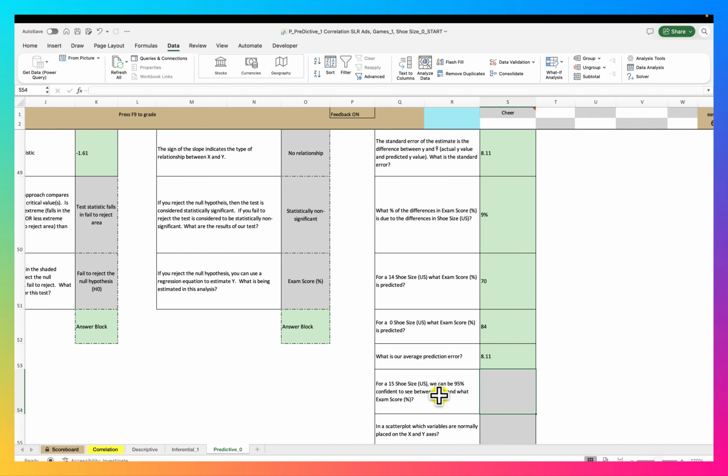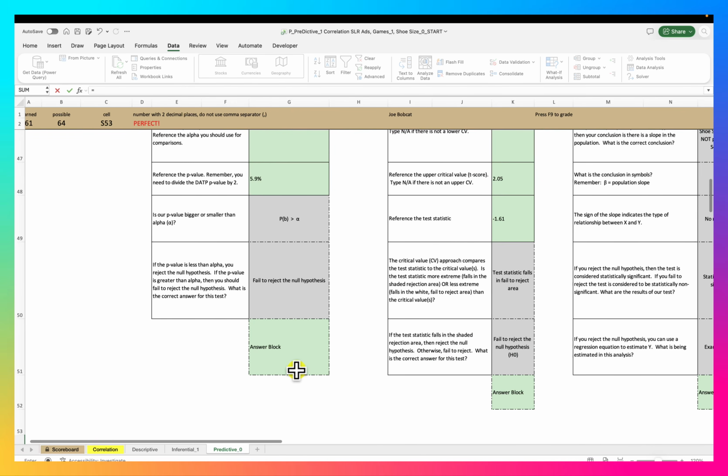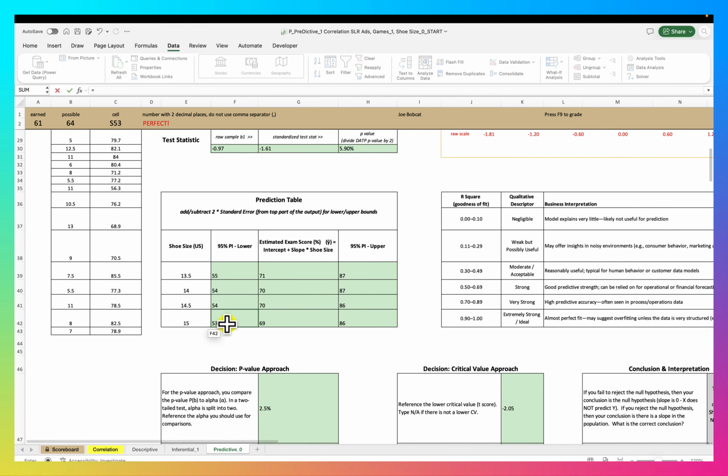And for a shoe size of 15, we can be 95% confident to see between 53.2 and what exam score. So we find 15, there's the 53.2, just round it off here. And so it'll be this one at the upper bound.